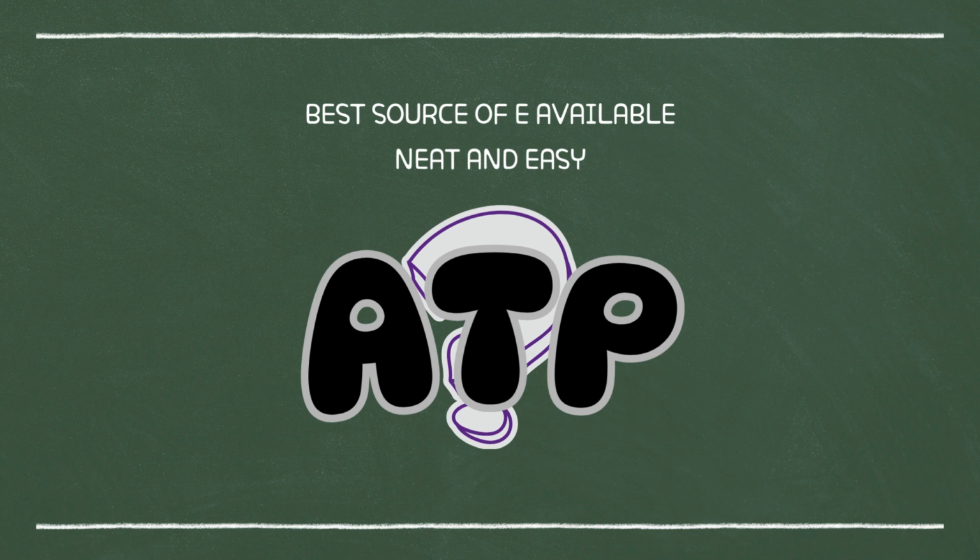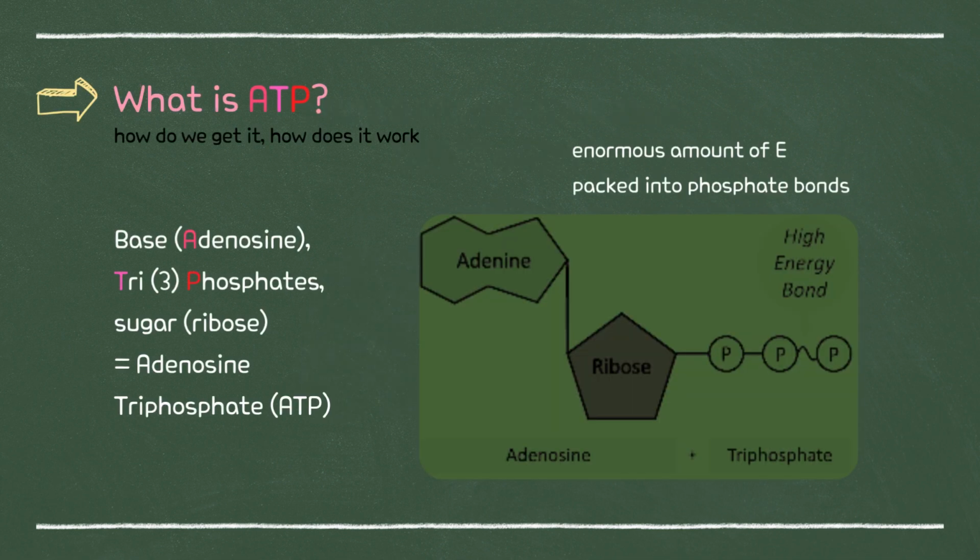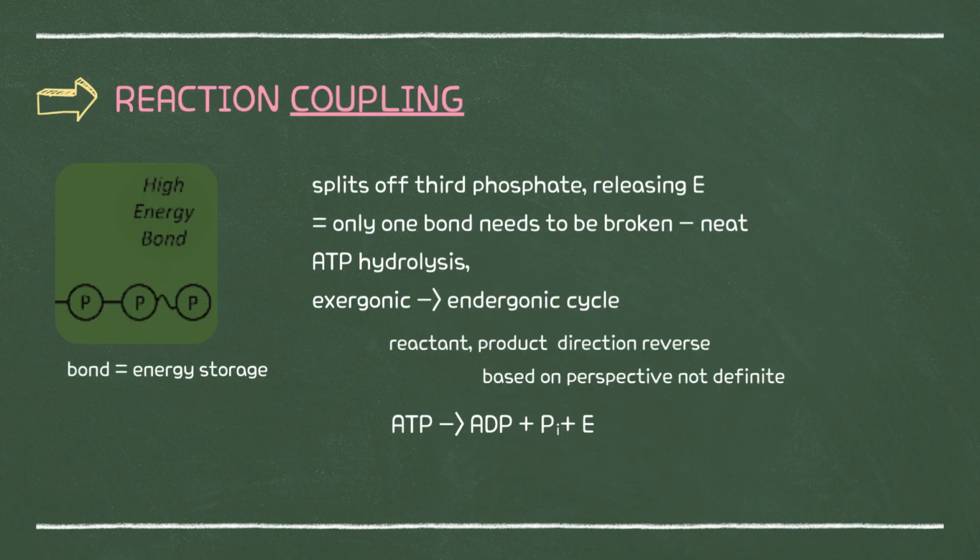ATP, as the name indicates, consists of a molecule of adenosine bonded to three phosphates. The great thing about ATP is that an enormous amount of energy is packed into those phosphate bonds. So the bond is an energy storage. When a cell needs energy, it takes one of these potential packed molecules of ATP and splits off the third phosphate, forming adenosine diphosphate, ADP, and one loose phosphate, Pi, while releasing energy in the process.